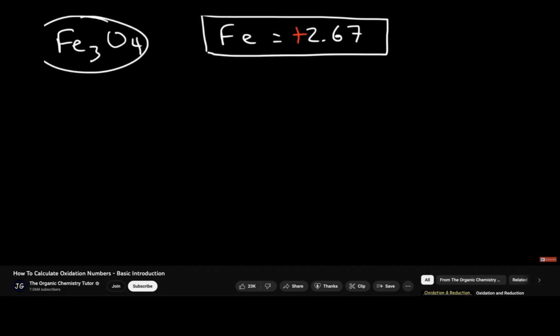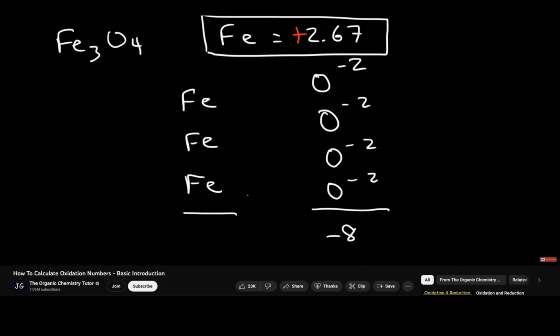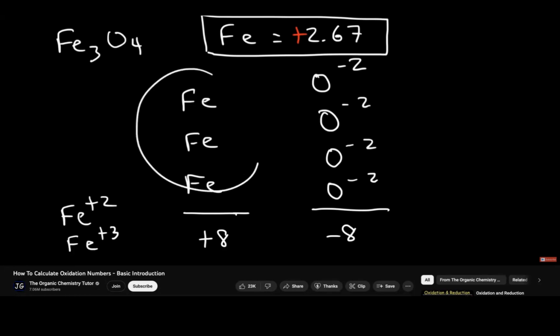In this compound, there are 3 iron ions and 4 oxygen ions. Each oxygen has a charge of negative 2. So the total negative charge is negative 8. In order for the compound to be electrically neutral, the total positive charge has to be positive 8. Iron metal has 2 common oxidation states, positive 2 and positive 3. Now they can't all be positive 3 because 3 plus 3 plus 3 is 9, and they can't all be positive 2 because 2 plus 2 plus 2 is 6. So some of them are positive 2 and some are positive 3.